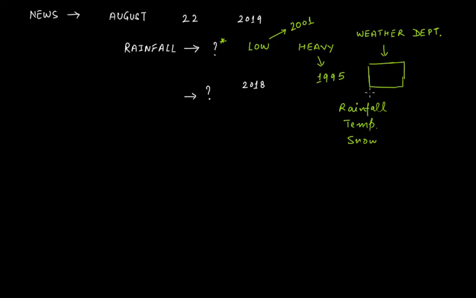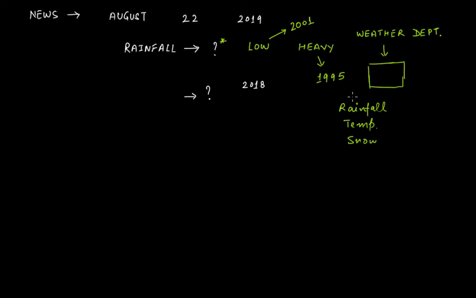Now, if you are wondering how they can tell that it was low or heavy, and that last time it was in the year 2001, and last time it was in 1995. Of course, with the data, they can very easily compare when they last experienced such rainfall or temperature or snowfall.